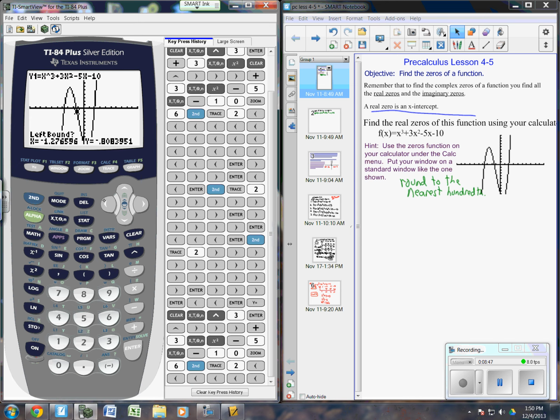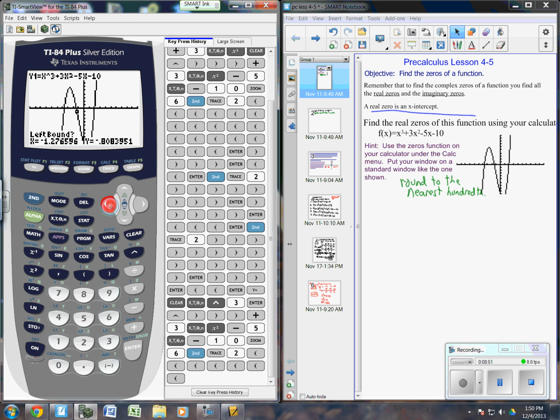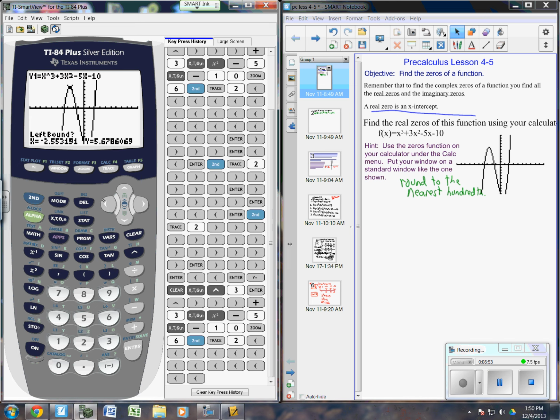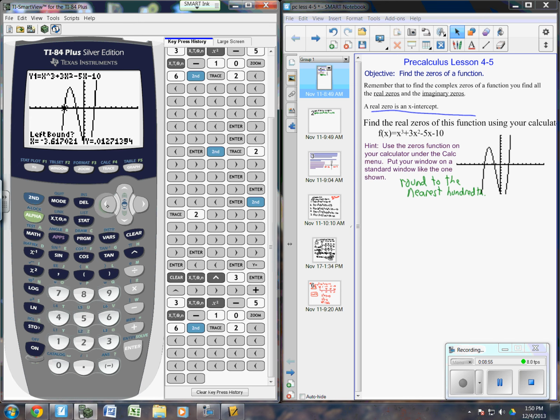I'm going to go find the zero. I'm going to go find where it crosses, this left one right here. So I need to get a left bound. Now, some students have been getting confused on what's a left bound. How do you know when it's left and when it's right? I want all eyes right here for a second. Okay?